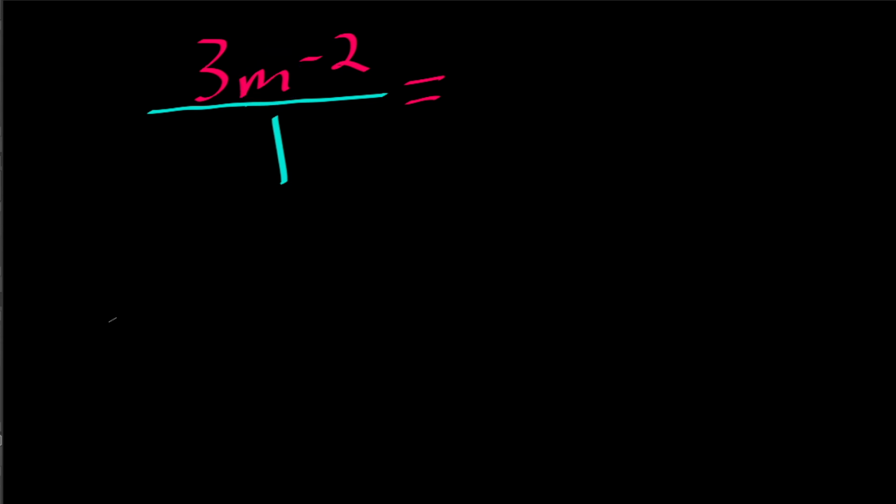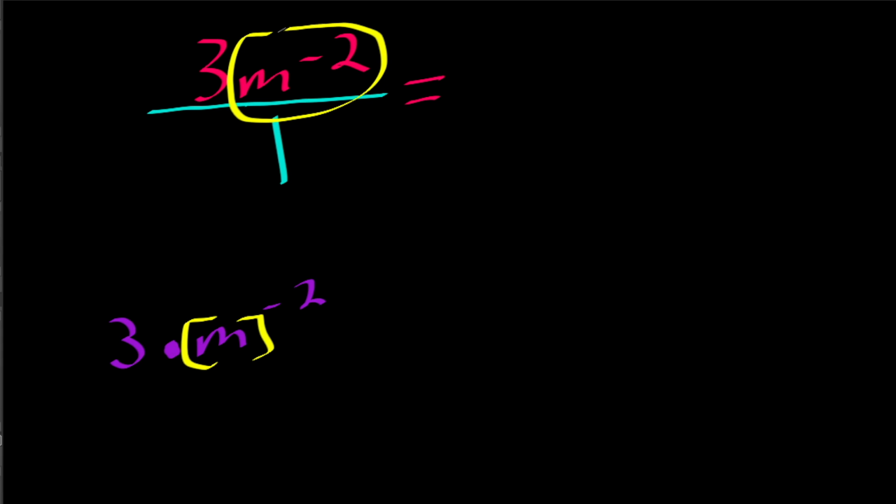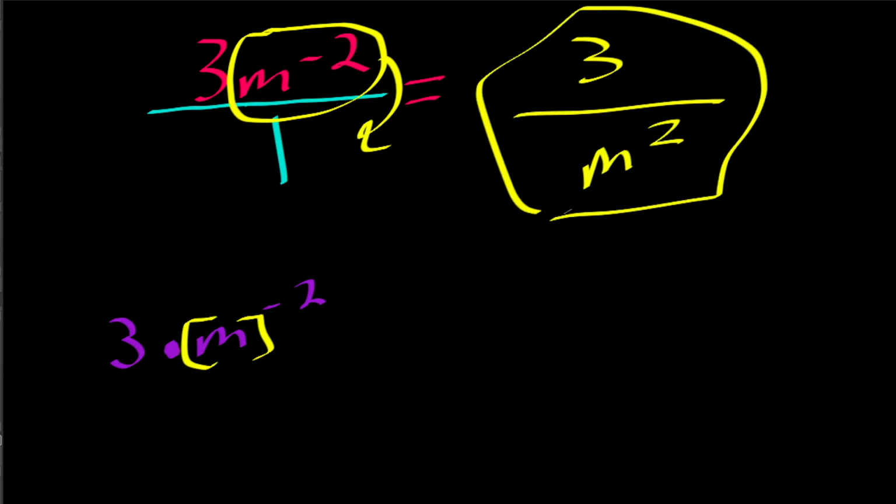Now, if I rewrite 3m to the negative 2 as multiplication, the base of this exponent is actually just the variable. So the variable is the only thing that moves to the bottom. So instead of moving 3 to the bottom, m to the negative 2 moves to the bottom, and 3 stays on the top. All right, let's look at another one, because I know that can be a little challenging.